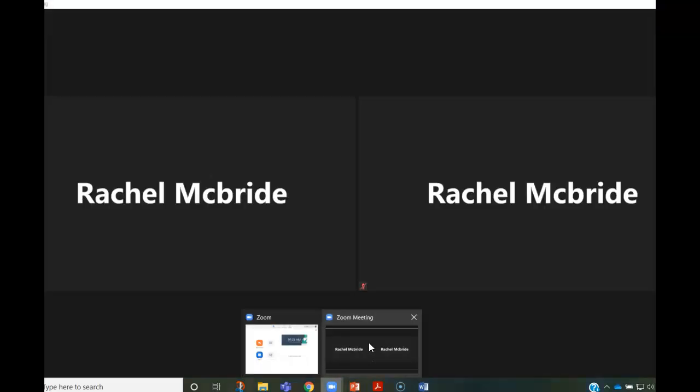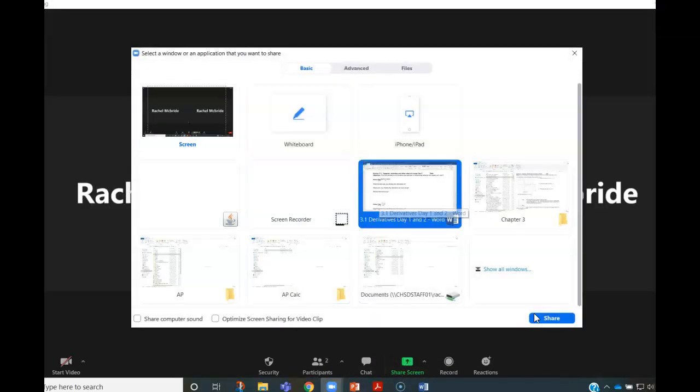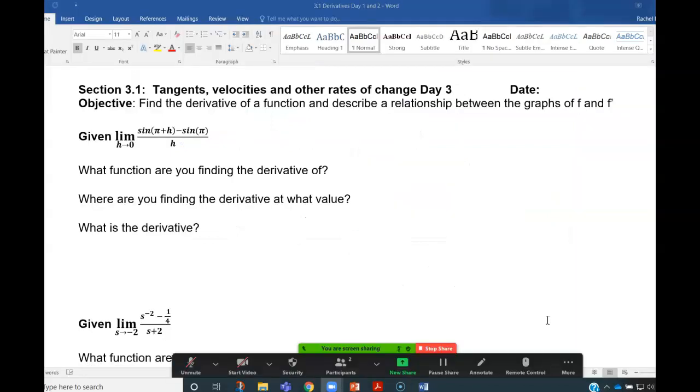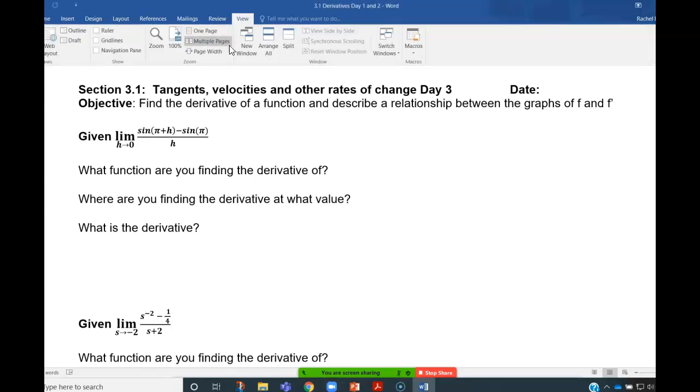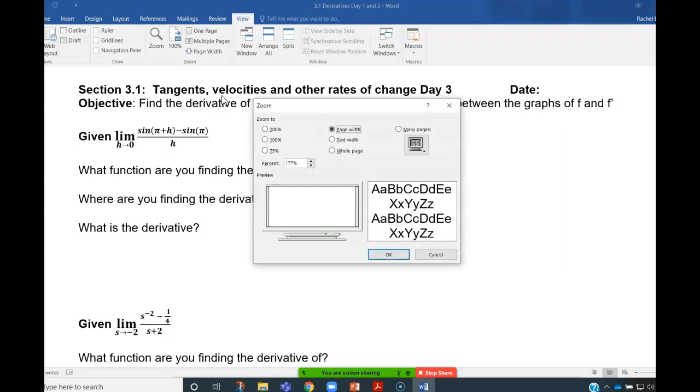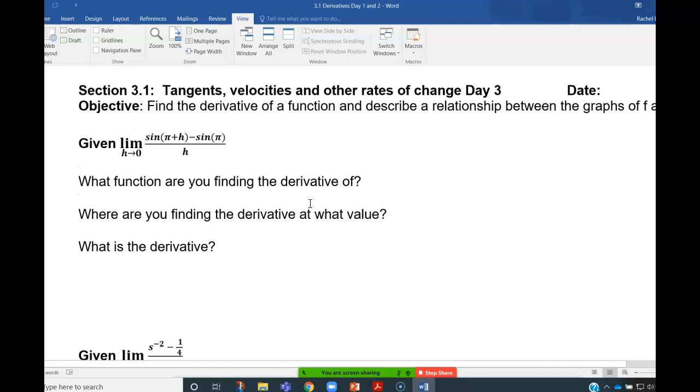All right, so as part of the warm-up, we're going to talk about what it means to find a function, the derivative of said function, what value we are finding the derivative at, and then actually completing the derivative for that problem. So if you look at the given warm-up, we have that the limit is equal to sine of pi h minus sine of pi all over h. And we're being asked some questions about it.